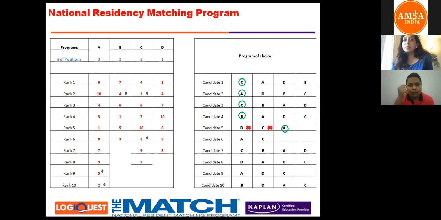Fine. Now when we move to the next candidate, candidate number 6, he has got 2 interviews. His first choice was A, second choice was C. Candidate number 6, his first choice is A. Do we find 6 on A's list? Yes, at the number 1 position. So this means that candidate number 6 has got matched at program A.